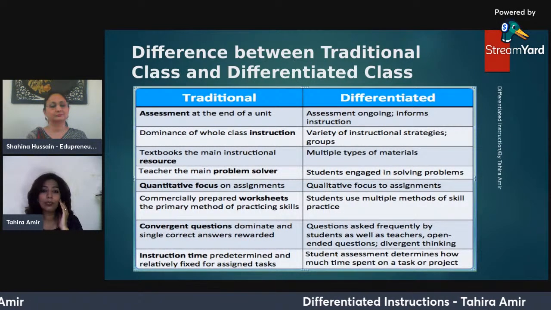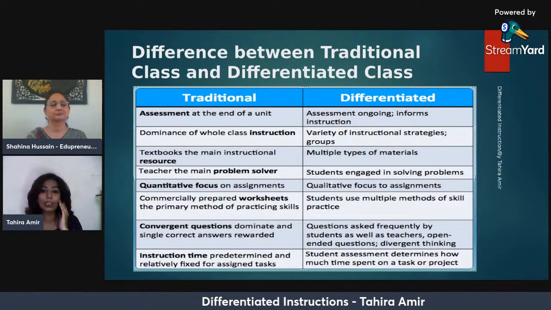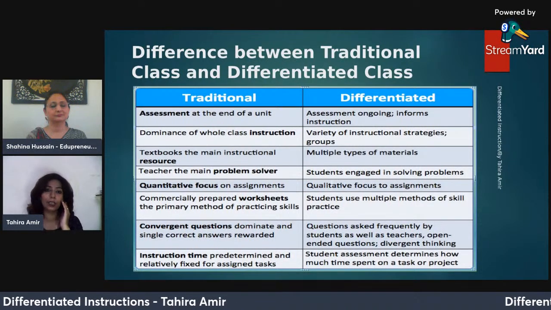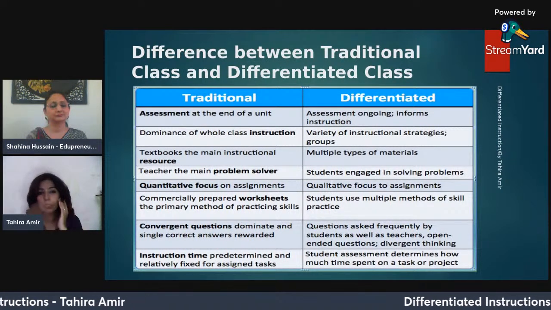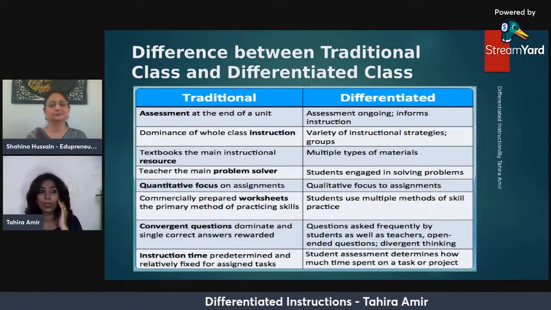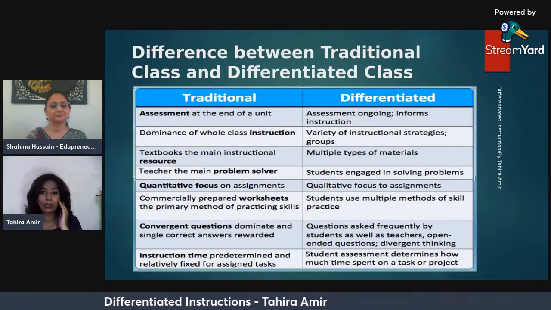Traditionally, teaching was, we can say, a combination of information dispensing, and we see that the teacher is the dominant figure in the class. He or she is the one who is solving the problems, and he or she is the one who is actually dominating and giving instructions.